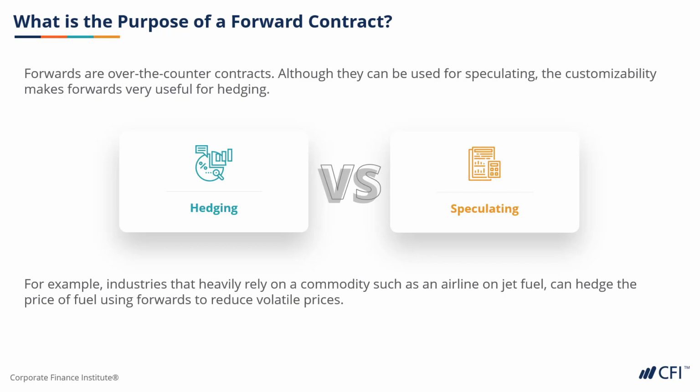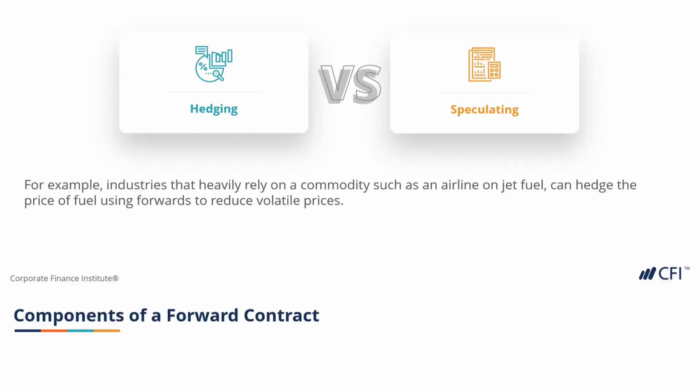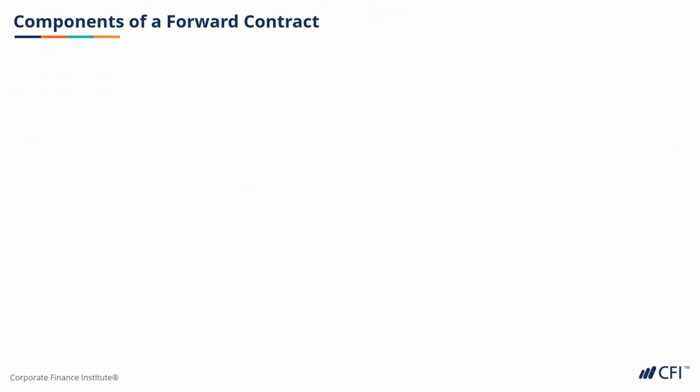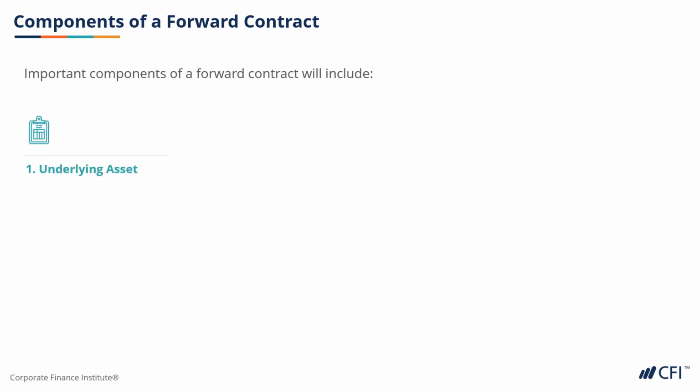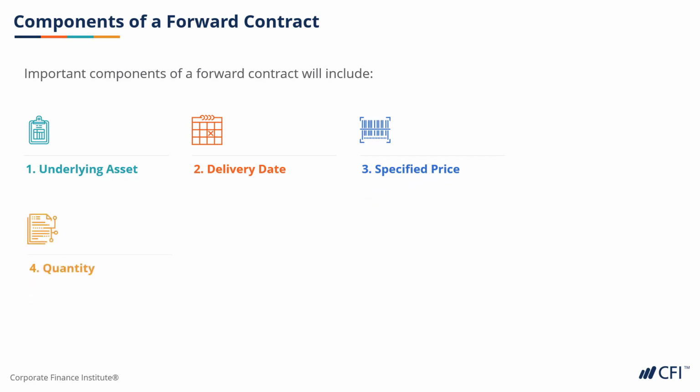When we talk about the components of a forward contract, there are 5 important components. 1, the underlying asset, whether that be a commodity, a stock, an interest rate, or a currency. 2, the expiration date: when will the commodity, for example, be delivered? 3, the price that we're going to agree upfront, as we saw in our 3 examples. 4, the quantity, and the neat thing about a forward contract is the quantity can be tailored to the two parties.